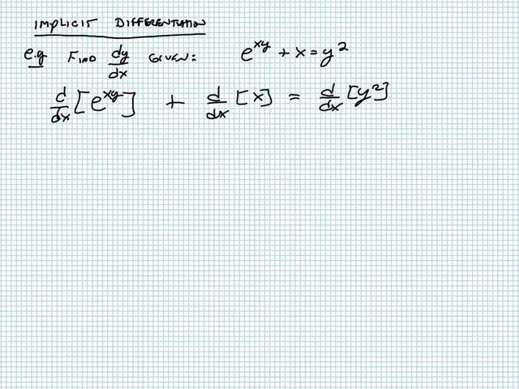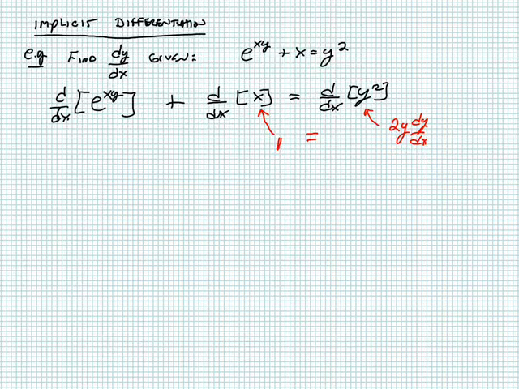Okay, the ones on the right-hand side are easiest to do. So here the derivative of y squared with respect to x, using the chain rule, is going to be 2y times dy/dx. And then the derivative of x with respect to x is just going to be 1, times dx/dx, which is also 1. So this is going to be 1.